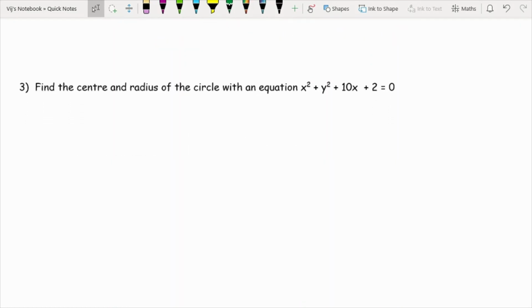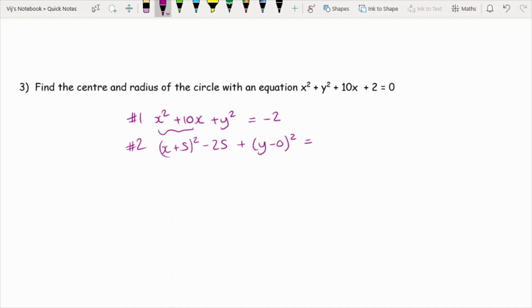So here we're asked to find the centre and the radius, but again notice here that we haven't got a coefficient of y. So going through the first step, we've got x² + 10x + y² = −2, and then completing the square for this bit here, we get (x + 5)² − 25 + (y − 0)² = −2.